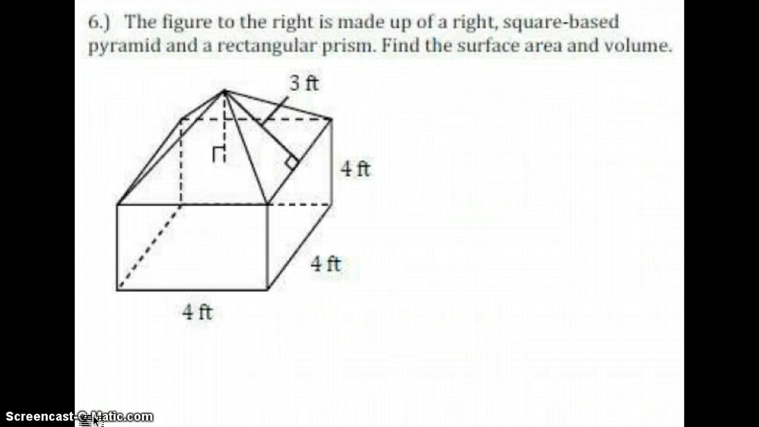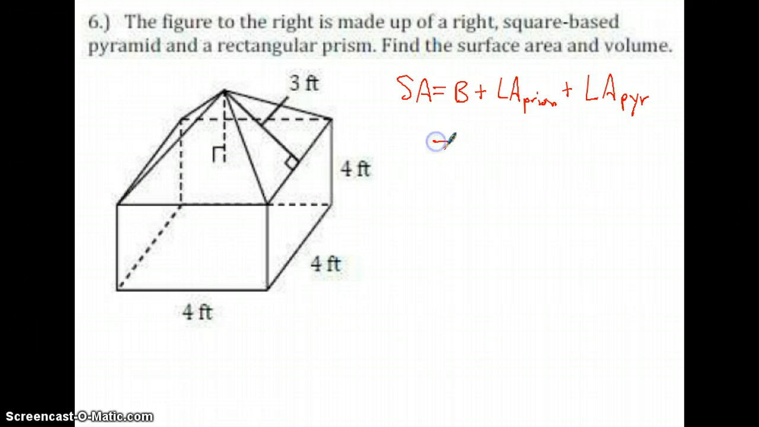Figure to the right. Well, I moved it. It's not to the right anymore. It's made up of a right square base. This looks a lot like the quiz. Find the surface area and the volume. As you know, the surface area is going to be the tricky part. Let's say there's the base on the bottom. I'm going from the bottom to the top. Then I have the lateral area of a prism. And then I have the lateral area of a pyramid. And that's it. I don't have any other bases other than the very bottom base. I think bottom to top seems to be the best way to do this.